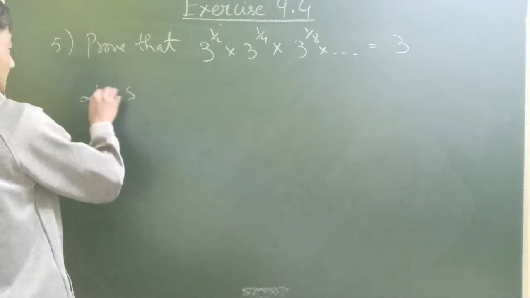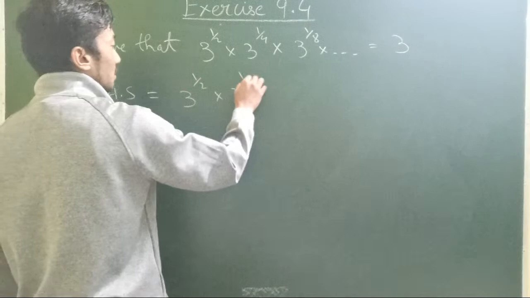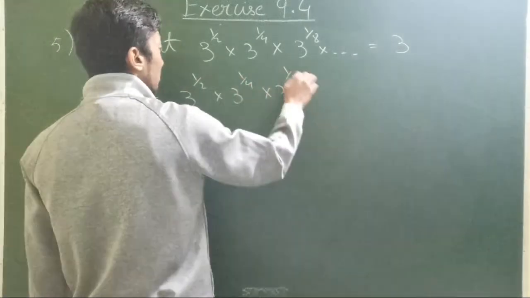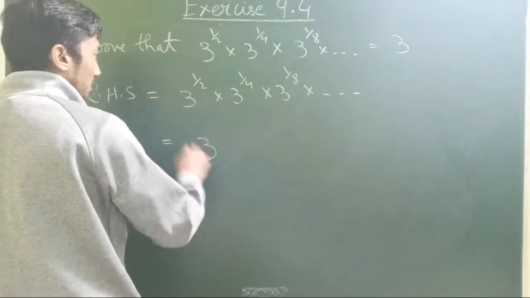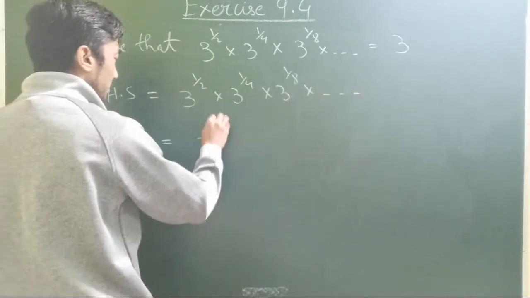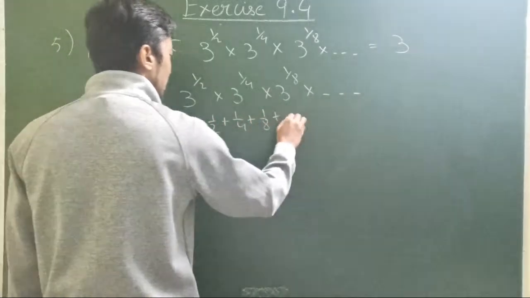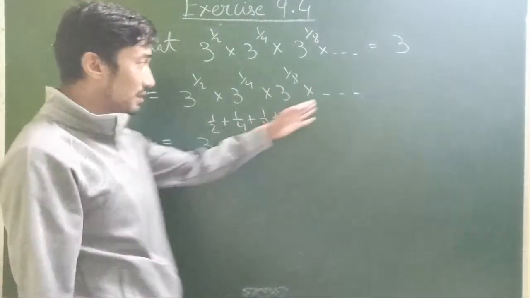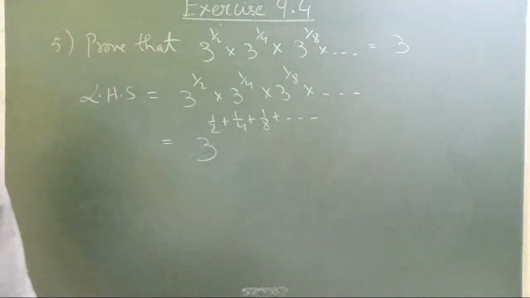The left hand side: 3 power 1 by 2, 1 by 4, 1 by 8. Alright, so what we can do here is take 3 common, so all the powers, exponents we can add. These are basic things. 1 by 2 plus 1 by 4 plus 1 by 8 plus dot dot dot. So this also becomes infinite because there is no limit given. It goes on till infinity. So let it be as it is.